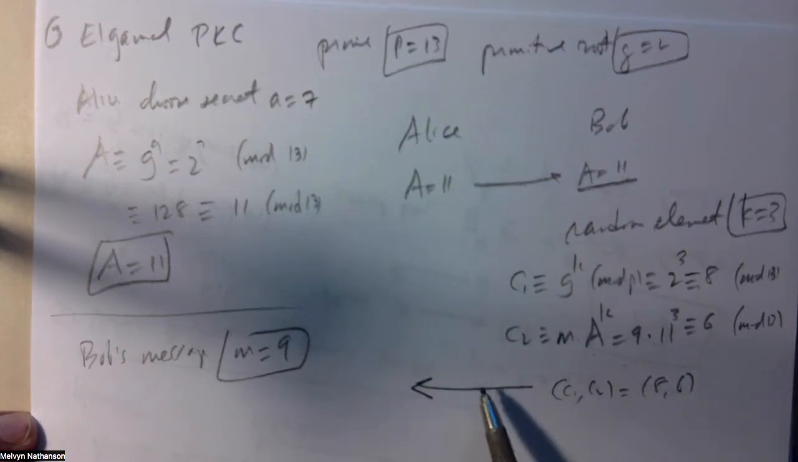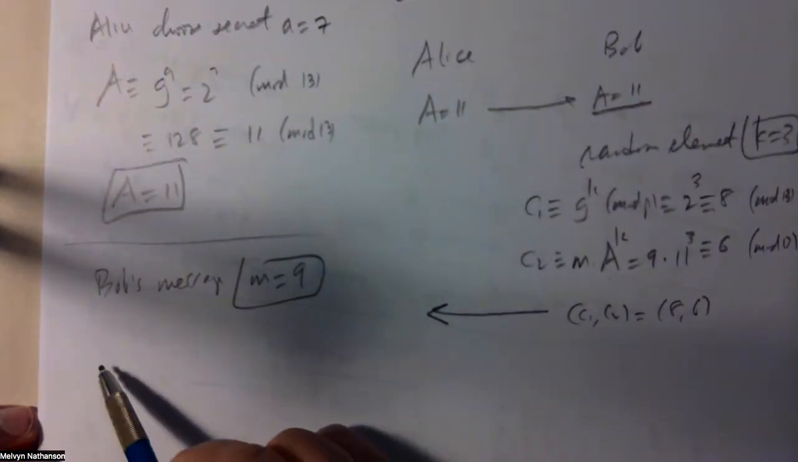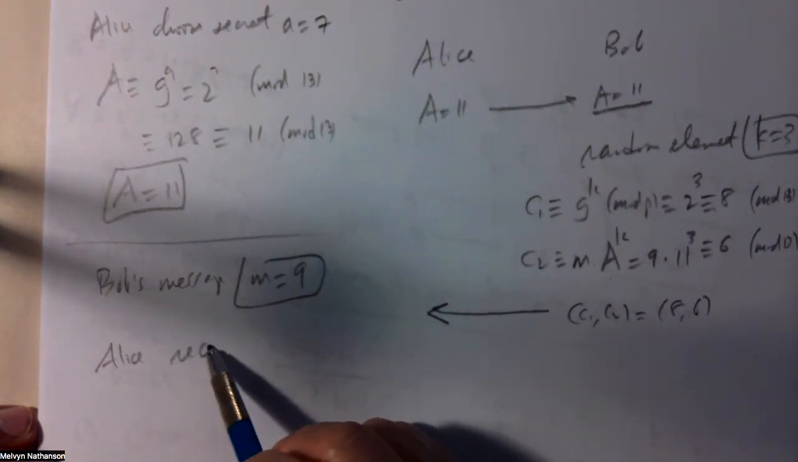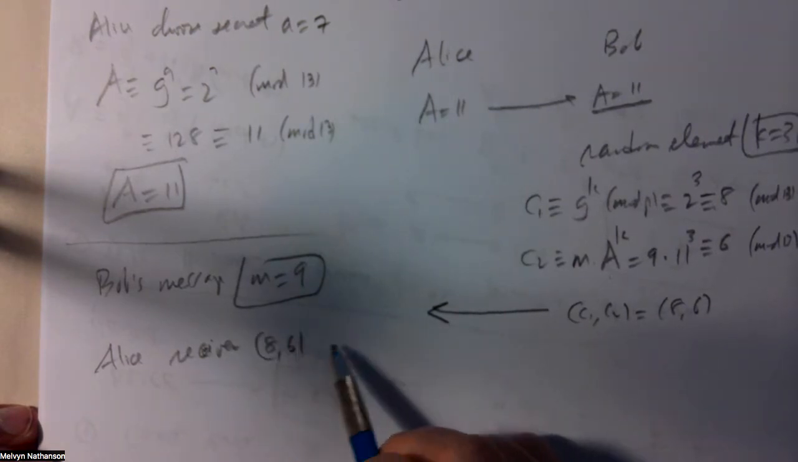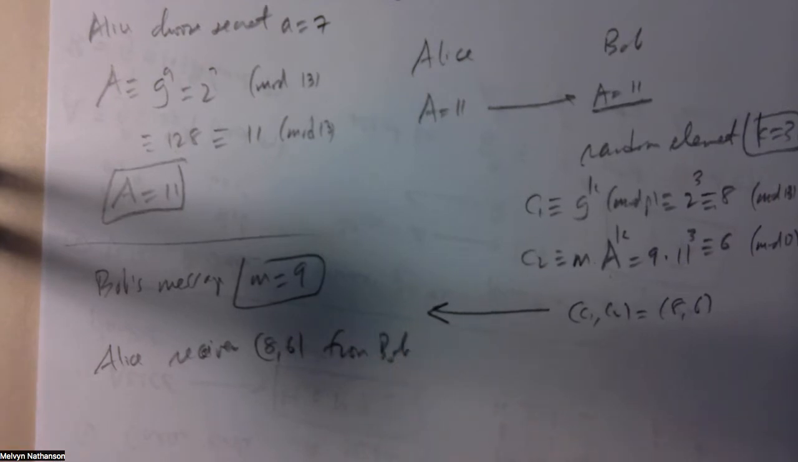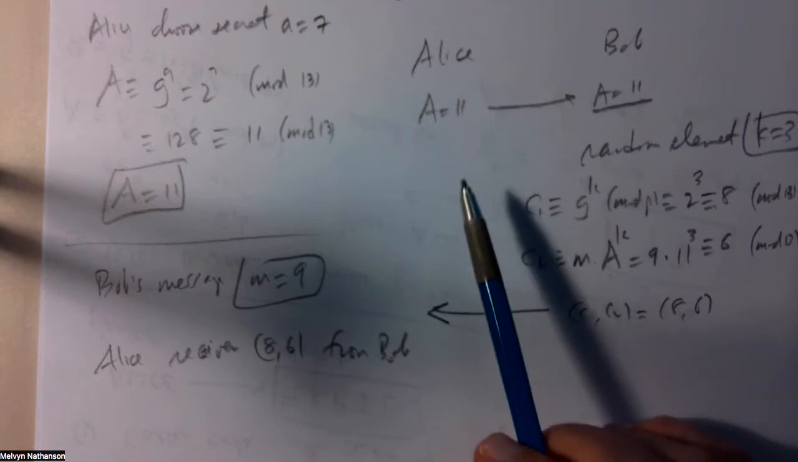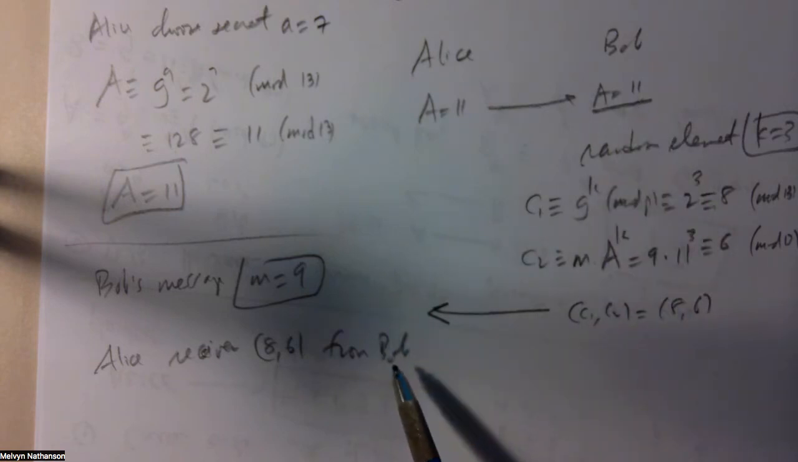So Alice receives the pair 8, 6 from Bob. Again, it's important to keep in mind what's actually being transmitted. Alice sends Bob the number 11. Bob sends the pair 8, 6 back to Alice. And how does Alice decipher the plain text?